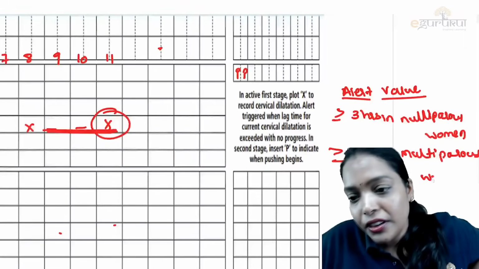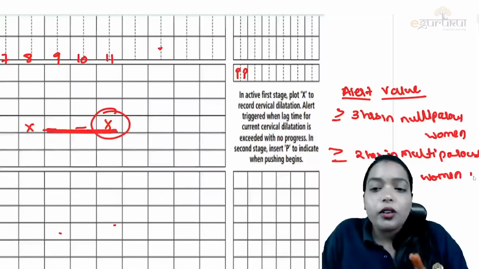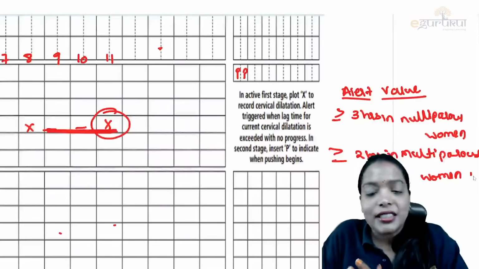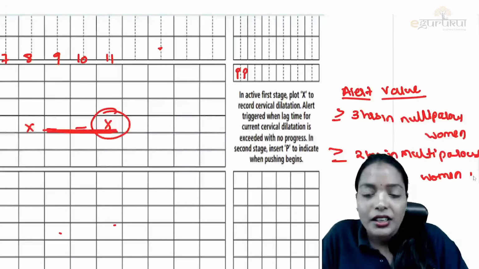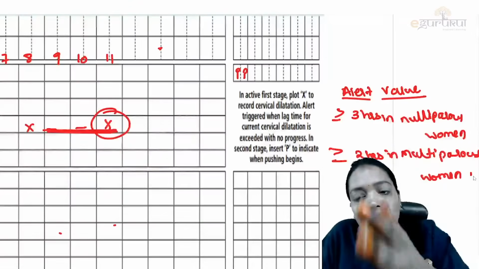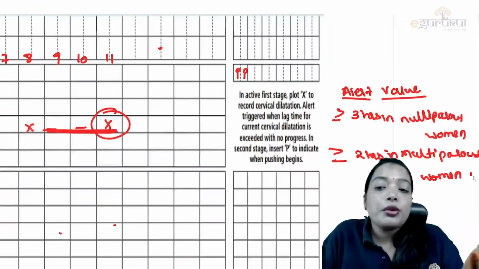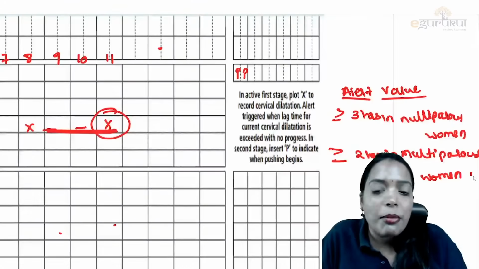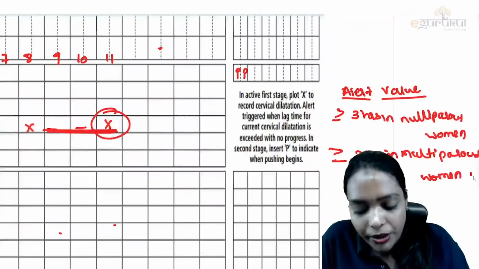So, if the woman is fully dilated for more than or equal to 3 hours, it is a second stage arrest, right? You might require a cesarean section, and that is an alert in the WHO labor care guide. If more than or equal to 2 hours, if she is fully dilated and the baby didn't come out, it is an alert in the WHO labor care guide for multiparous women.